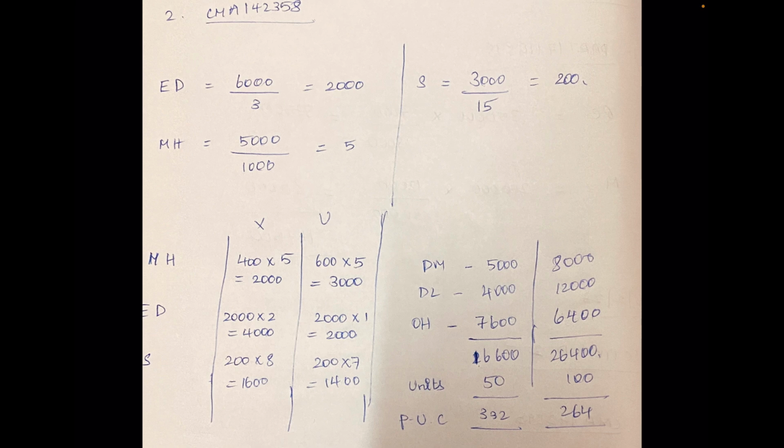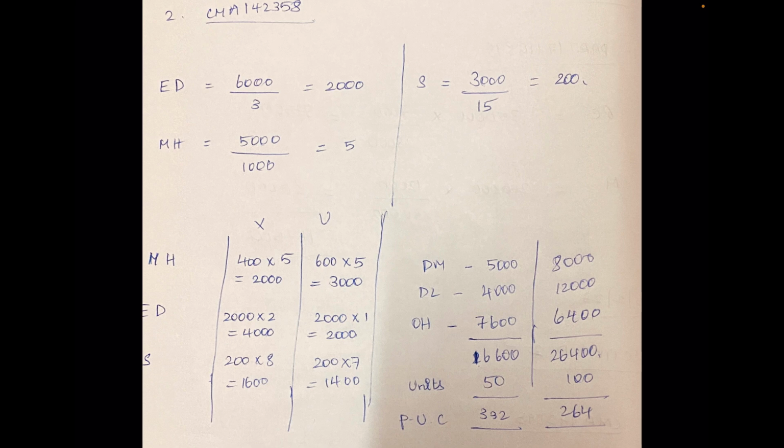For engineering design, the number of engineering changes for X-ray is 2. The cost per change for X-ray is $2,000. So the overhead allocated for engineering design is $4,000 for X-ray. For ultrasound, the cost per change is $2,000 and there is only one change in engineering design. So the overhead cost allocated for engineering design is $2,000.